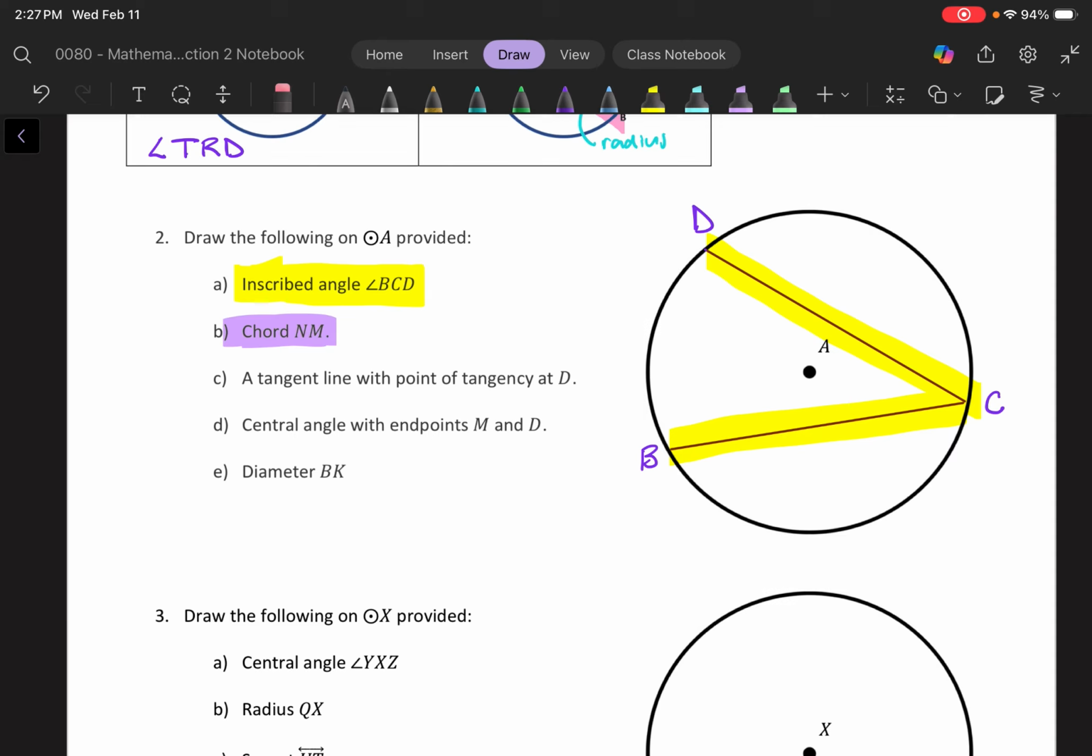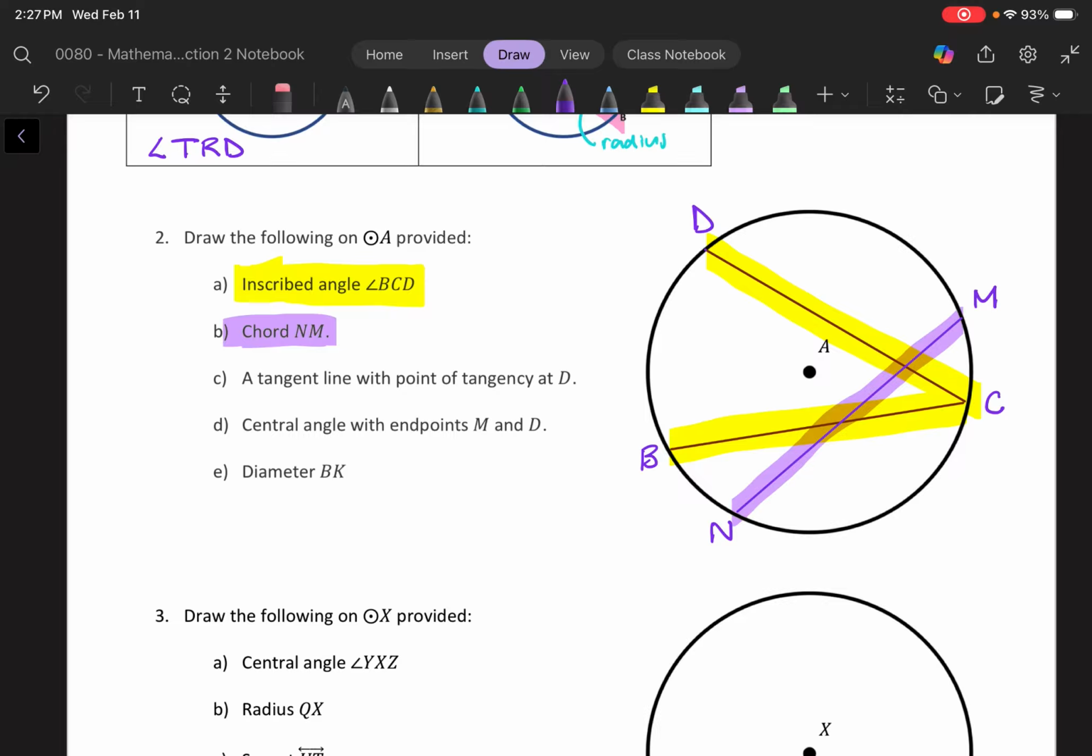Remember, a chord is a line segment that connects one edge of the circle to the other. So I'm going to make this my chord, simply a line segment that goes from one edge of the circle to another. I'm highlighting it just so that you can point it out from the diagram. But as long as my lines are straight, I'm happy. Now, chord NM means I have two endpoints, N and M. It doesn't matter which one I name which, as long as I label it on my diagram, we're good.